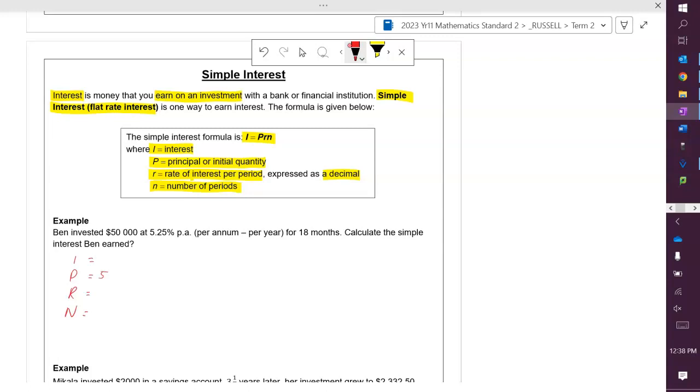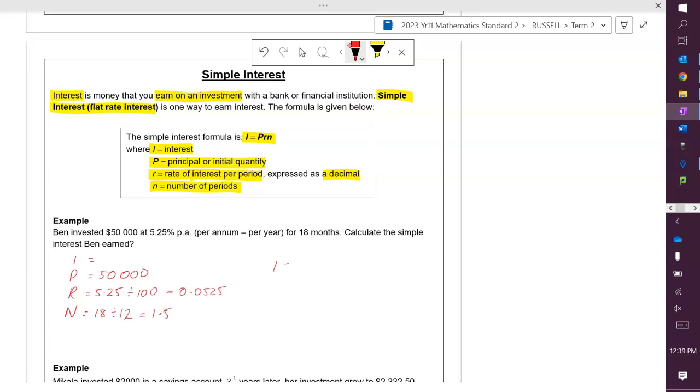So he invested $50,000, which is our principal. The rate was 5.25%, but I need that as my decimal multiplier like we looked at last lesson. So if we divide by 100, that tells us our decimal multiplier is 0.0525, and our number of periods is 18 months. But this is in per annum, per year, so I need to make this per year. So that's going to give me 1.5 years.